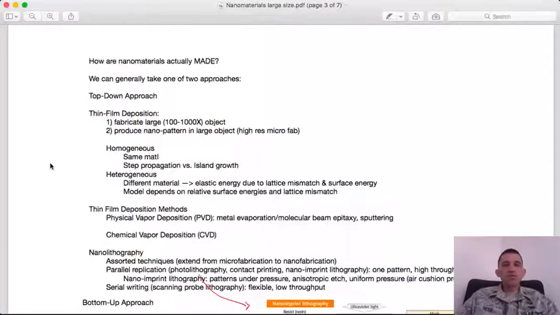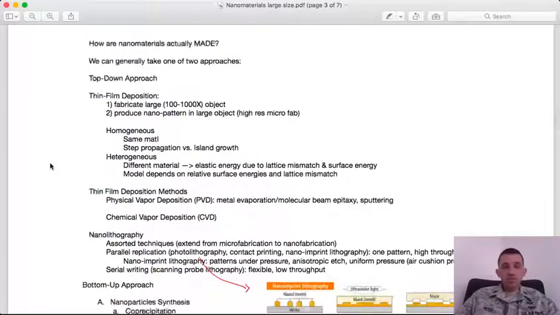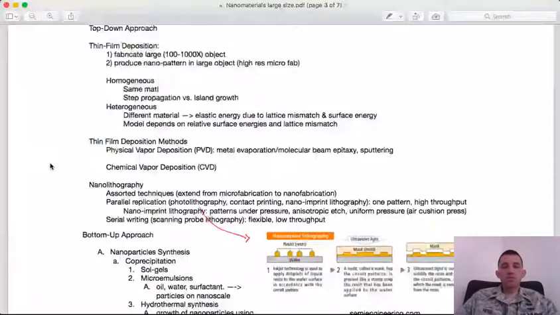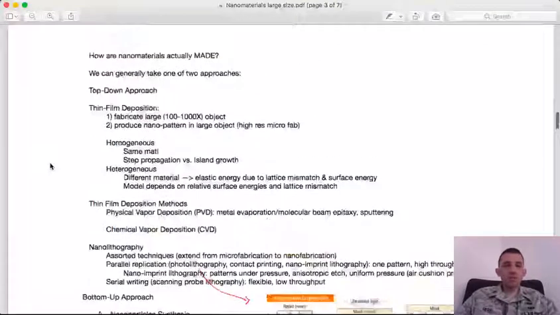Okay, so how are nanomaterials actually made? There's two general approaches, right? You can take a top-down approach, where you start with a big object and you put an intricate nanostructured pattern into it. Or you can start with small particles and assemble them to create a nanomaterial.